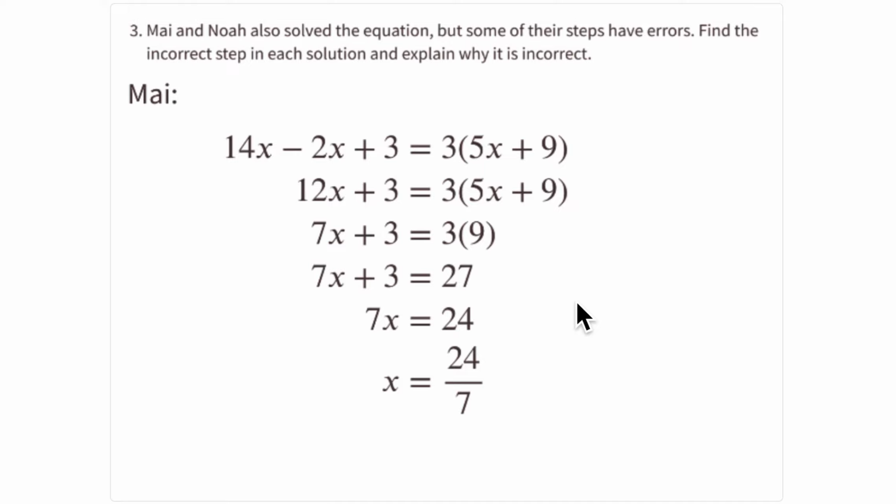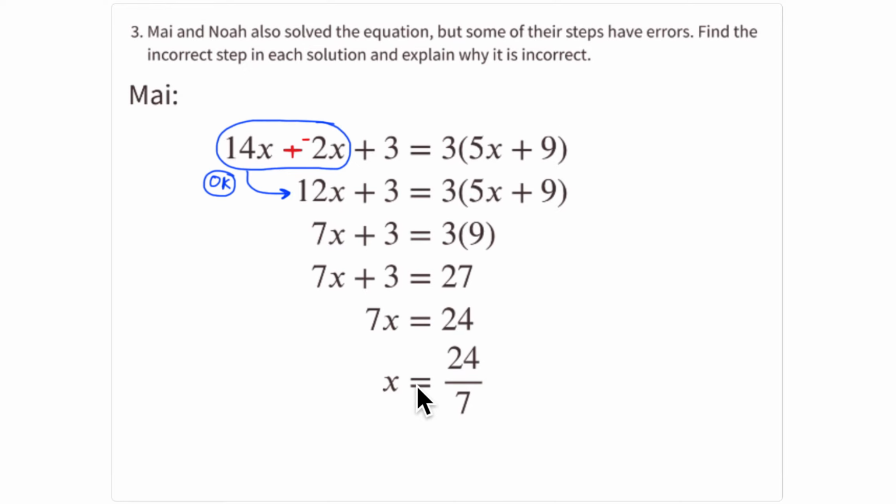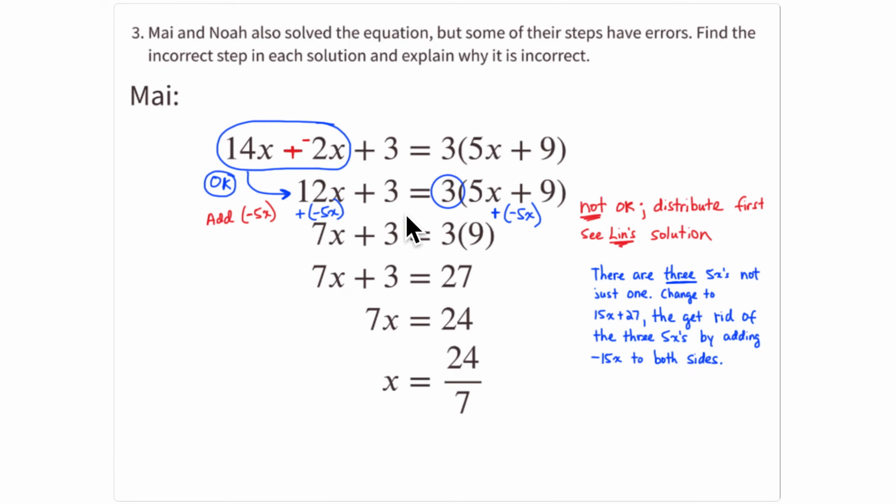All right, so May worked on the same problem but got a different answer. So she made a mistake somewhere. And the question is, where did she make her mistake? Well, the first step is I changed this to adding a negative 2x, and she combined like terms. So that's okay. It's the same step that the other two students used. But then the next step she decided, I'm going to get rid of this 5x right here by adding a negative 5x. So she adds a negative 5x, and she ends up with 7x on this side. She adds a negative 5x here, and she says, oh, okay, now this is just 3 times 9.